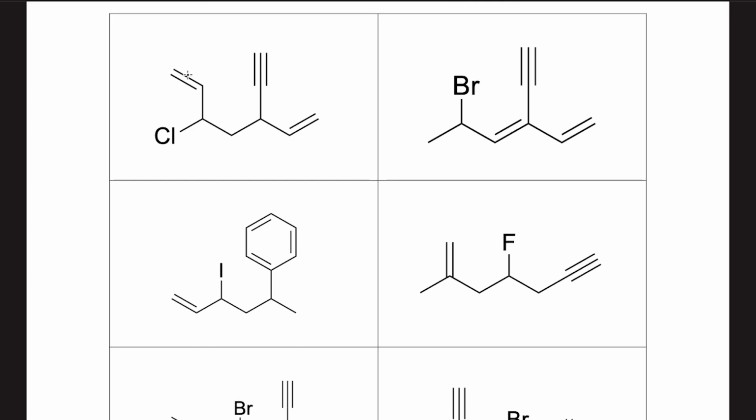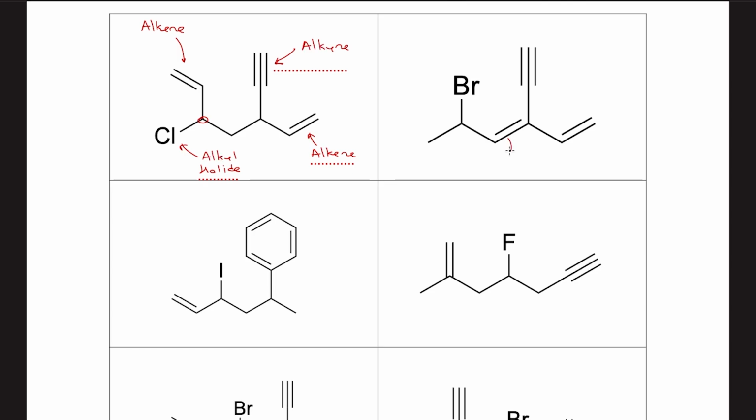So looking at the first couple problems, I'll go through these and mention the ones that pop out right away. I see these double bonds, meaning that this is an alkene group. This is an alkene group. And this is an alkyne. And this chlorine right over here is connected to an sp3 hybridized carbon, meaning that we do have an alkyl halide.